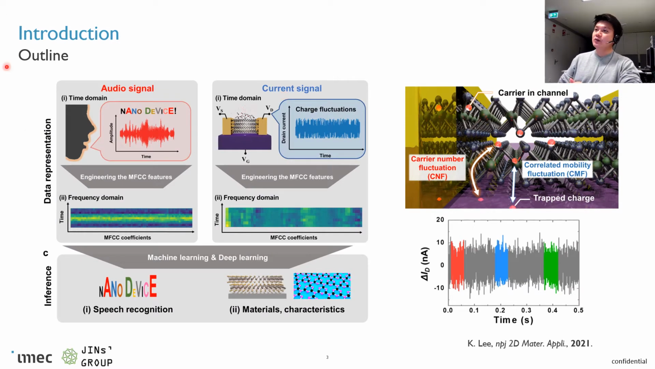This is the outline of this paper. We use applied machine learning, as I told you before, and current fluctuations, the sequential data, in order to characterize nanoelectronic devices, especially layered materials FETs.